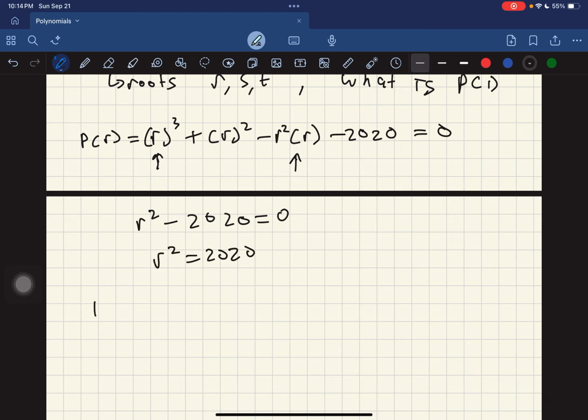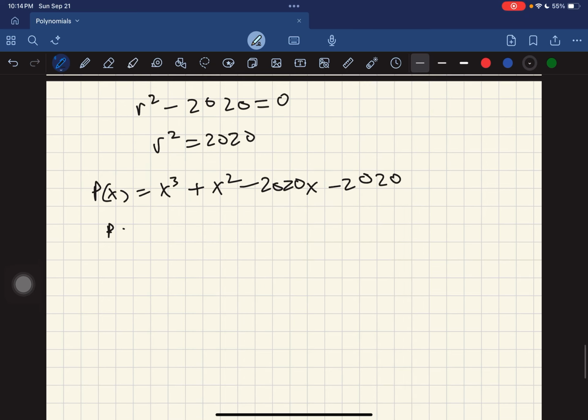So P of x is equal to x cubed plus x squared minus 20x minus 20. Then P of 1 is equal to 1 plus 1 minus 20 minus 20, which is equal to negative 38. And that is the answer.